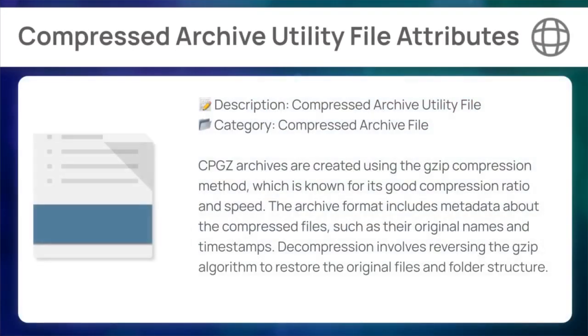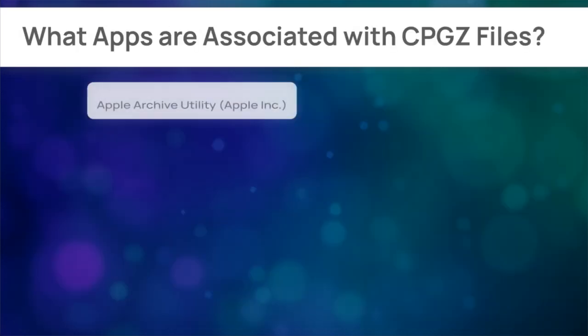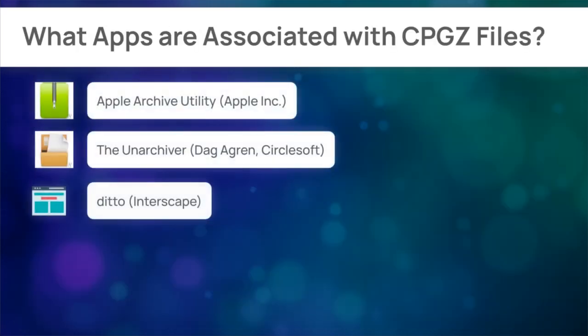CPGZ archives are created using the gzip compression method, which is known for its good compression ratio and speed. The archive format includes metadata about the compressed files, such as their original names and timestamps. Decompression involves reversing the zip algorithm to restore the original files and folder structure. The optimal viewer for the CPGZ format is generally considered to be Apple Archive Utility from Apple Inc.